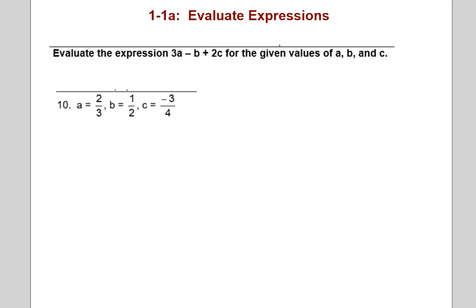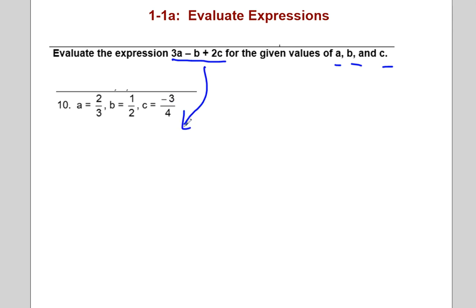Alright, so let's go to our next example, evaluating things. So what we have here is I'm given this right here, 3a minus b plus 2c. Now algebra is the mathematics where numbers can change. Letters can mean different things. Well, all we're doing is we're going to define a, b, and c as 2/3, 1/2, and negative 3/4.